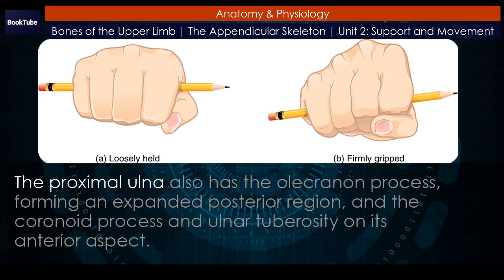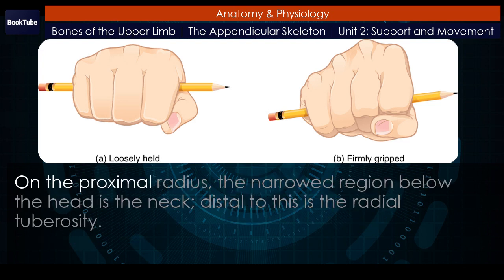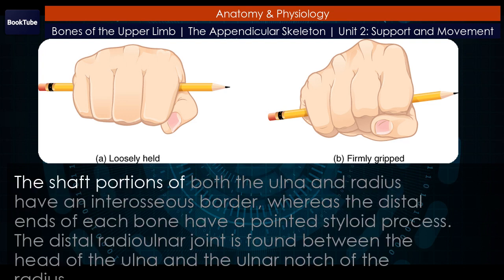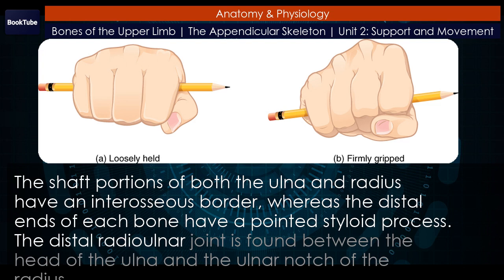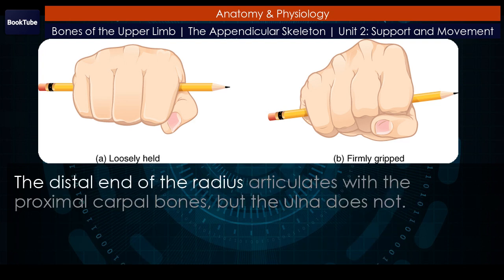The proximal ulna also has the olecranon process, forming an expanded posterior region, and the coronoid process and ulnar tuberosity on its anterior aspect. On the proximal radius, the narrowed region below the head is the neck. Distal to this is the radial tuberosity. The shaft portions of both the ulna and radius have an interosseous border, whereas the distal ends of each bone have a pointed styloid process. The distal radio-ulnar joint is found between the head of the ulna and the ulnar notch of the radius. The distal end of the radius articulates with the proximal carpal bones, but the ulna does not.